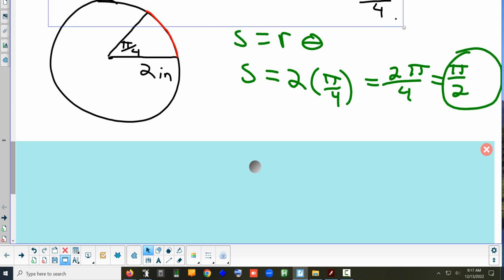Now, what did I just find? The length of the arc. I just found a length, so that needs a label. In this problem, what label did they use to represent length? This could be different in every problem. Inches. So that's pi over 2 inches. What does that mean in inches? Well, it's about 1.57 inches.